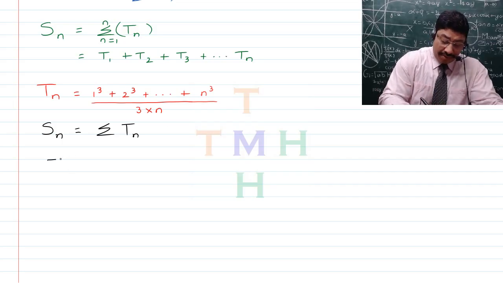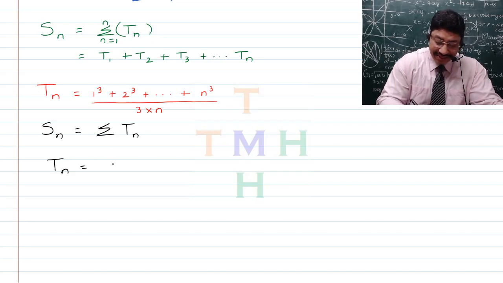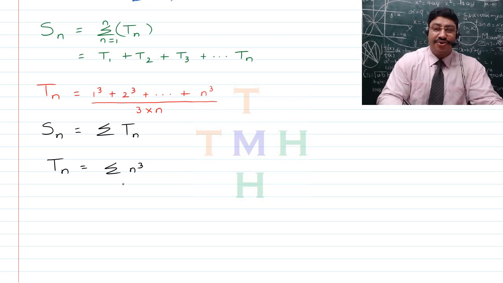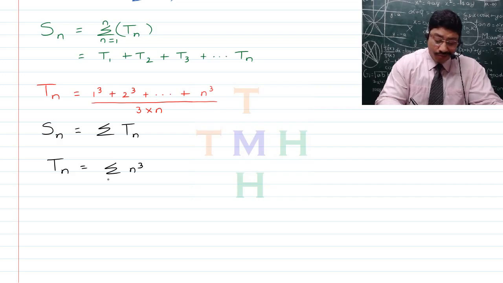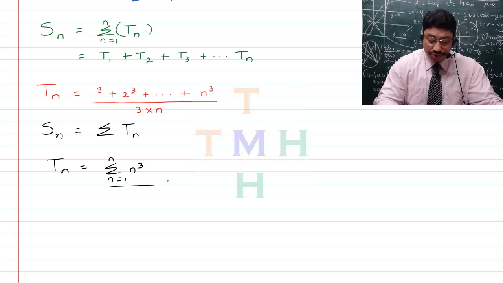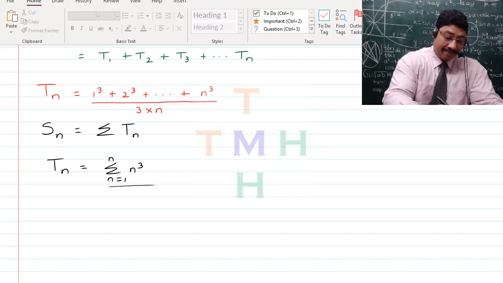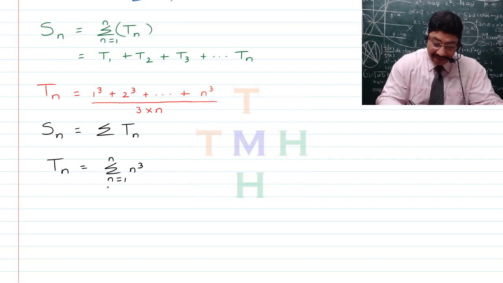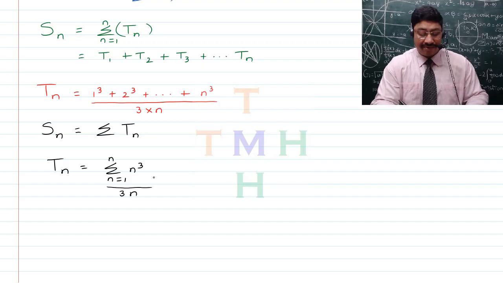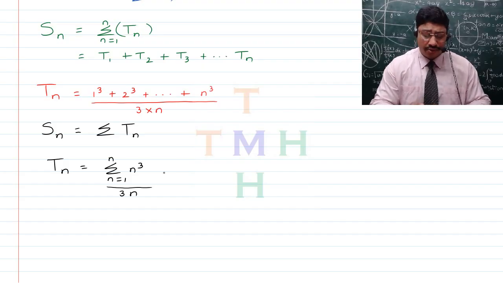So if we talk about Tn here, children, we already have what this Tn is, and this actually is sigma of n cube. Yes or no, right? Because it is 1 cube plus 2 cube plus 3 cube, and all of this continues up to n cube. So this is just sigma n cube, where n is varying from 1 to n. And remember, children, this also has been divided by 3 times of n, right? So here in the denominator we have 3 times of n, right? So if you find this out, then you'll be able to get to Tn.